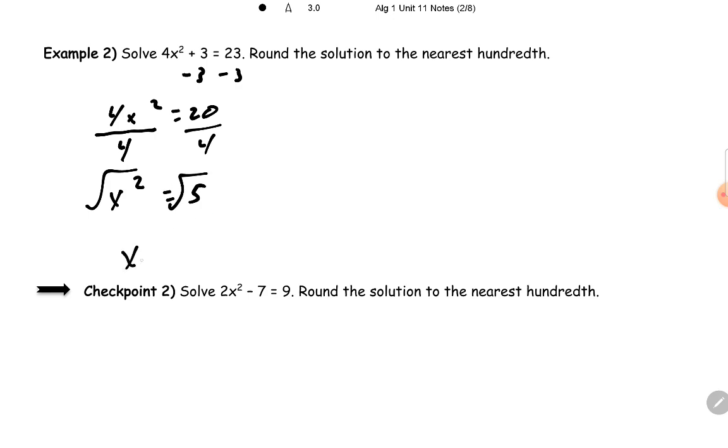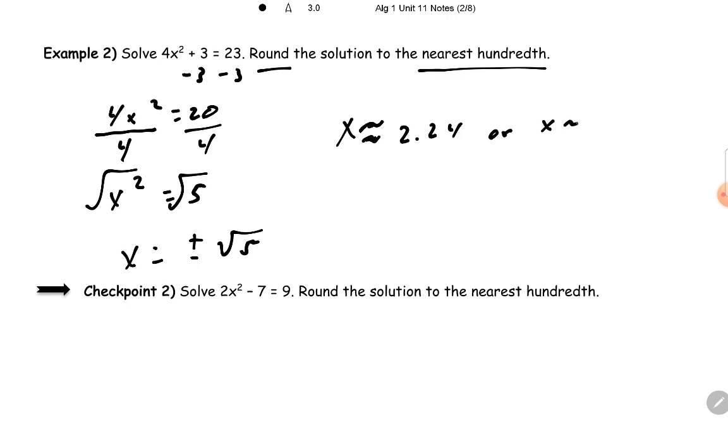So I would actually be happy if you left it as plus or minus the square root of 5. But the question says round it to the nearest hundredth. Okay, so we bust out our calculator. And we'll get x is approximately 2.24, or x is approximately negative 2.24.